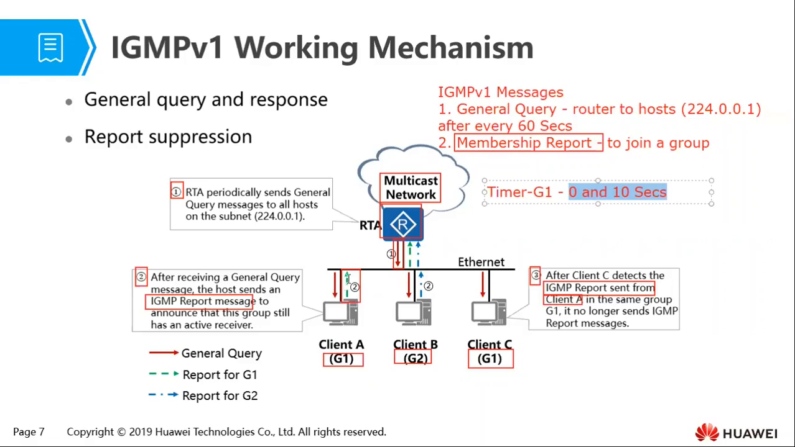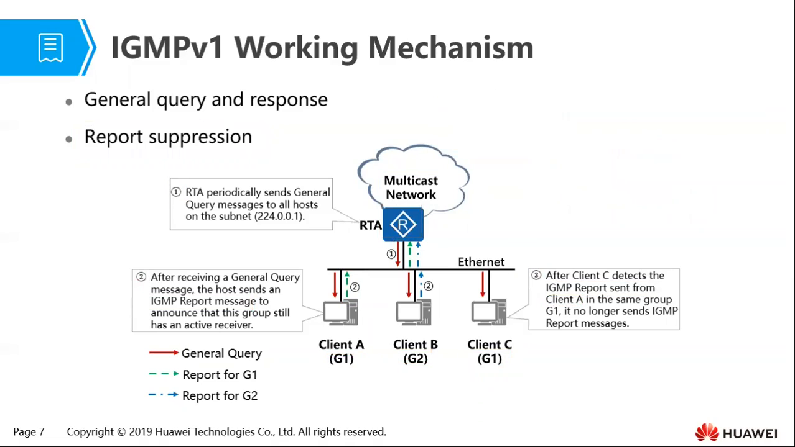In this case, client A is the one that has responded to the general query saying, hey, there is someone in group 1. Now, when it sends the report, the other clients in the group are going to detect it, and they are not going to also respond and say that there's someone. No. That is what we call report suppression. So only one client in the group is going to respond to the general query message. Okay, I hope we've understood those two messages, general query and also the membership report messages. Here, we've looked at the IGMP report message.